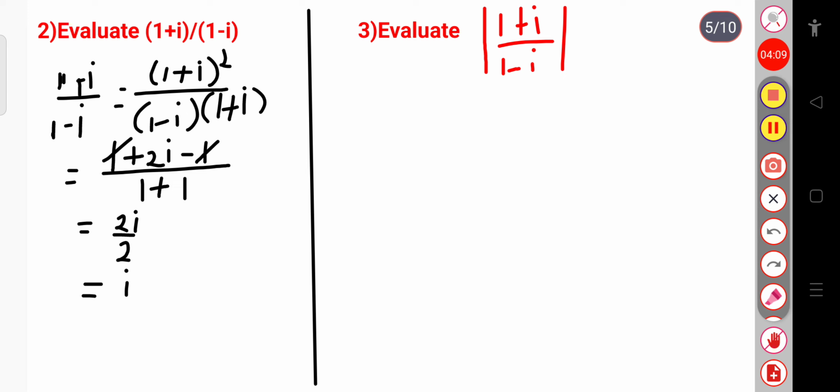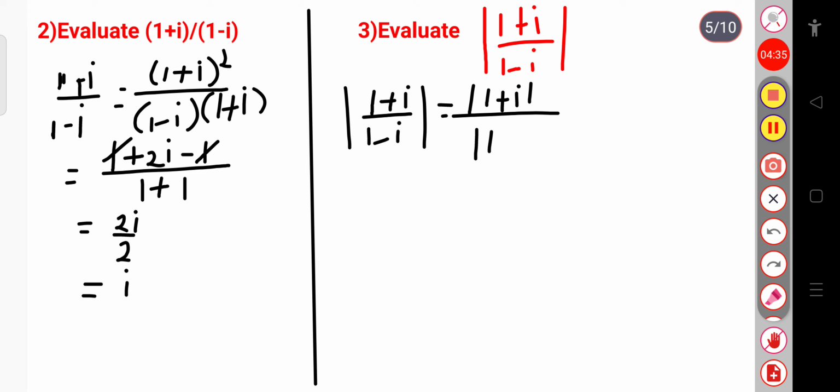Now, calculate the modulus of 1 plus i divided by 1 minus i. So, the modulus of 1 plus i divided by 1 minus i. If you remember the formula, modulus of z1 divided by z2 we can write as modulus of z1 divided by modulus of z2. So, I can write here, this is the modulus of 1 plus i divided by the modulus of 1 minus i, clear.